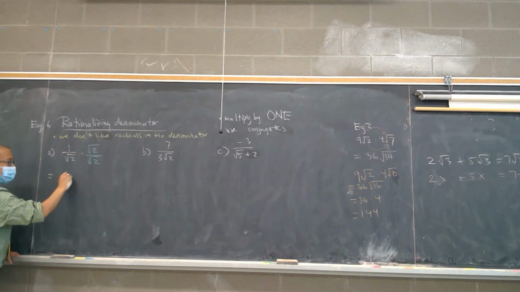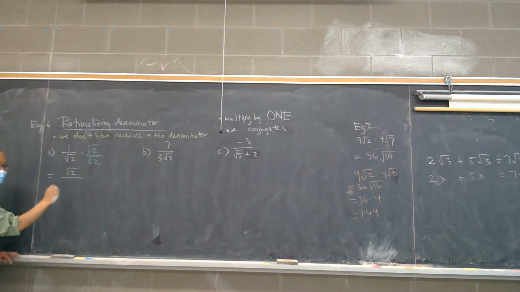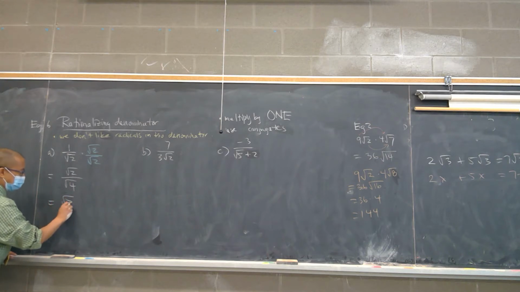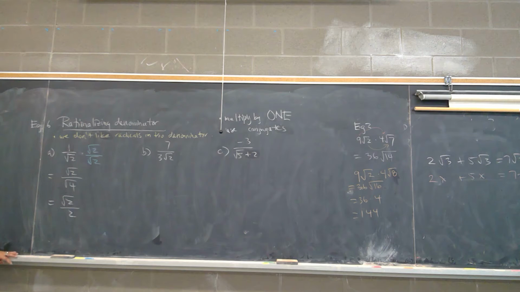1 times root 2 is root 2. Root 2 times root 2, I'm going to be a little silly, ladies and gentlemen. That's root 4. And notice, under the radical sign, which is the radicand, this is a perfect number. The square root of 4 is 2. And there you have it, ladies and gentlemen. This has been rationalized. That's what they call it, rationalized. Notice in this answer, there's no more radicals in the denominator. Everyone see that? Pretty easy, right?